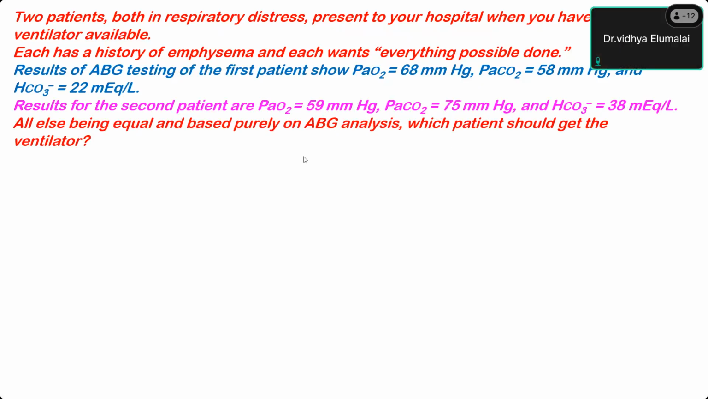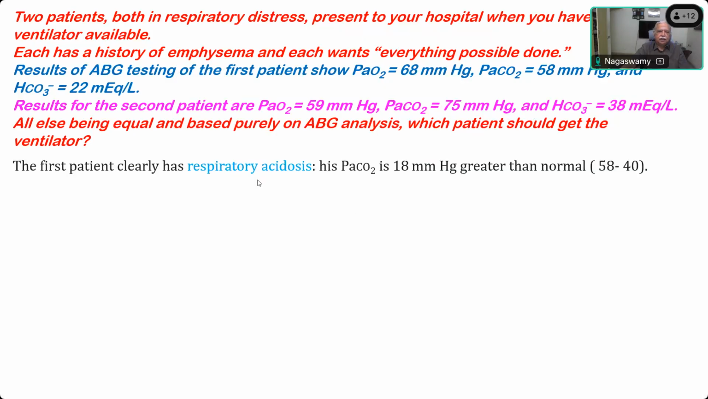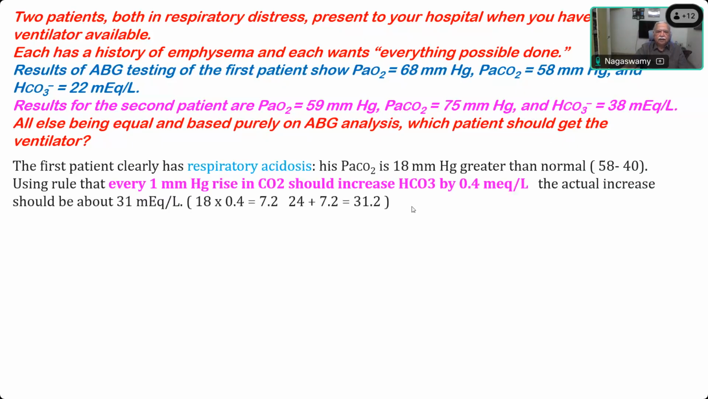First patient, sir. Why? Second patient has compensation with increase in the bicarb. Bicarb was already very high because he is a known COPD. Both of them are known COPD patients, and so he already has a good compensation. So the first patient clearly has acute respiratory acidosis. PaCO2 is 18 millimeters greater than normal, that is 58.